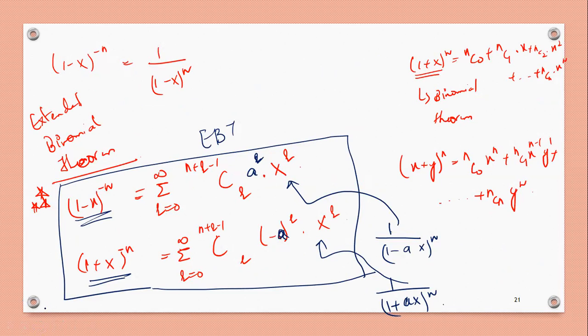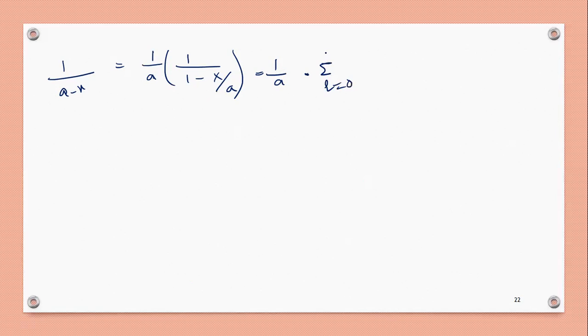Now, after that, suppose I have 1 by a minus x. In this case, what I can do is take this 1 by a outside, then I will have 1 by 1 minus x by a. So again, instead of x, I have x by a, and 1 by a is a constant. So it is 1 by a into sigma r equal to 0 to infinity x power r by a power r.